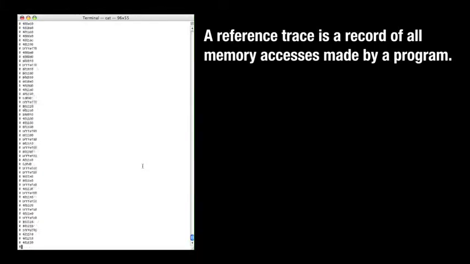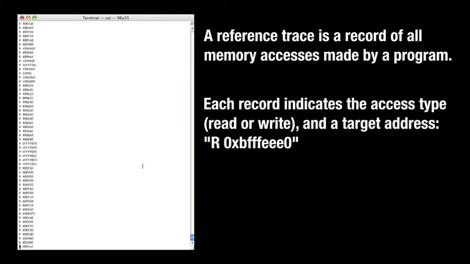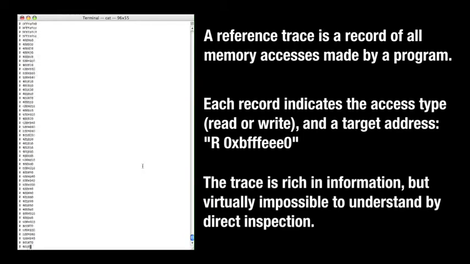A reference trace is a record of all memory accesses made by a program. Each record indicates the access type and a target address. The trace is rich in information, but virtually impossible to understand by direct inspection.